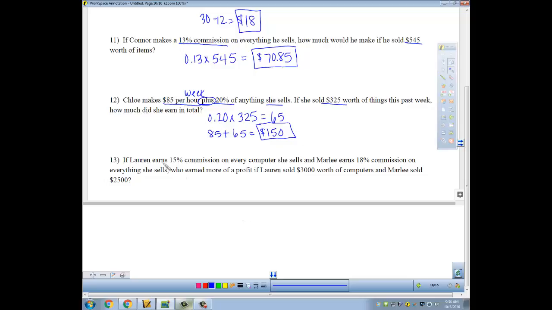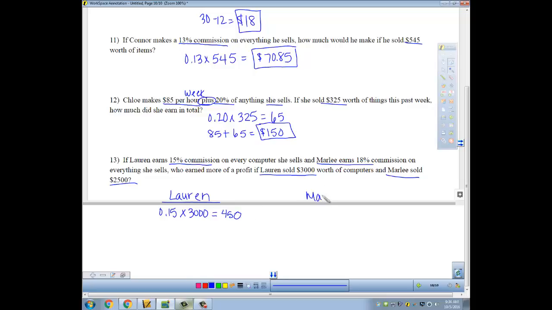13, we're figuring out who makes more. Lauren's going to make a 15% commission. Marley makes 18%. Lauren sold $3,000 and Marley sold $2,500. So I like to organize my work. So I'm going to do Lauren first. So here's my work for Lauren. She had a 15% commission, sold $3,000. So when I multiply those, I get $450.